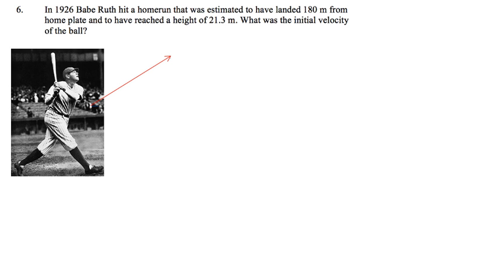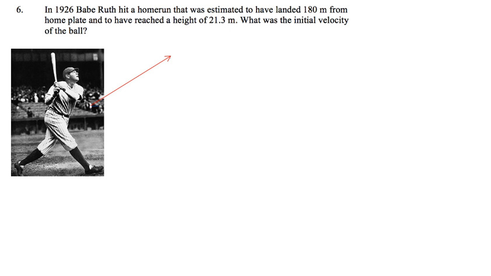All right, so in solving this problem, it says in 1926, Babe Ruth hit a home run that was estimated to have landed 180 meters from home plate and to have reached a height of 21.3 meters. Well, the 180 meters would be for the full trip. That's the displacement in the x direction for the full time. That's the height at the halfway time because he's going to reach its maximum height at the halfway point.